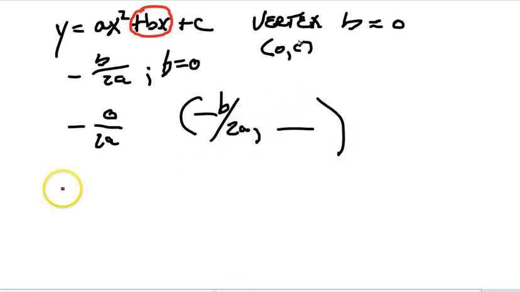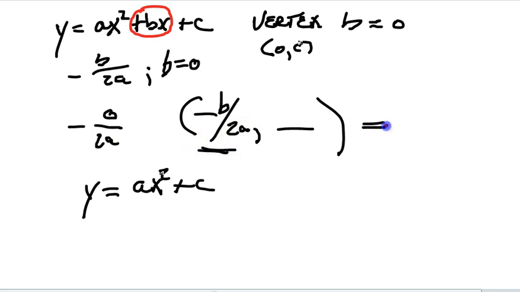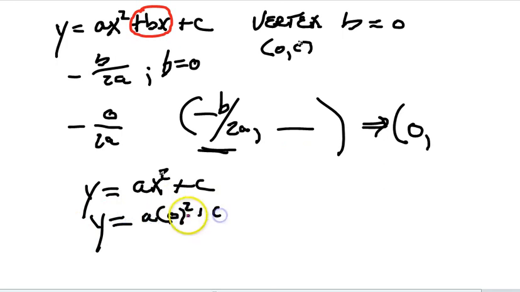And how do we get the y-coordinate? Well, we put the x-coordinate into the quadratic equation. So what is left now after b is 0 is pretty much this equation. Remember, this has turned to 0, since b is 0. If we take 0 and put it in for the x value, then this turns into a times 0 squared plus c, which means this whole part of it goes to 0, and we get y equals c.